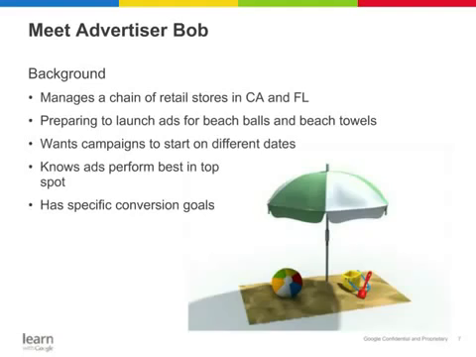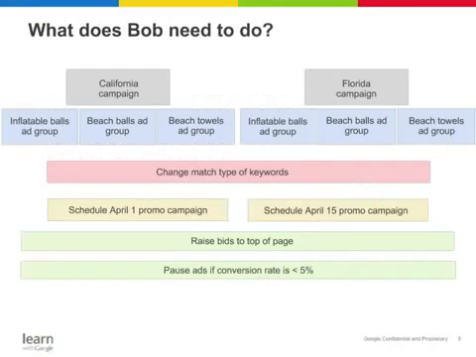Since vacations start at different times on the East Coast and the West Coast, he needs to run his campaigns at different times. Bob has very specific performance goals. He knows his ads perform best when they're in the top position, and he needs to achieve a 5% conversion rate to meet his ROI goals. So what does Bob need to do to prepare for this upcoming promotion?